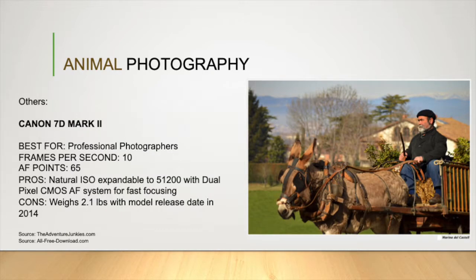Others for professional photographers is the Canon 7D Mark II. It has 10 frames per second. AF points are 65. The pros is it has native ISO expandable to 51,200 with dual pixel CMOS AF system for fast focusing. The cons is it's heavy. It weighs 2.1 pounds with model release date being 2014.